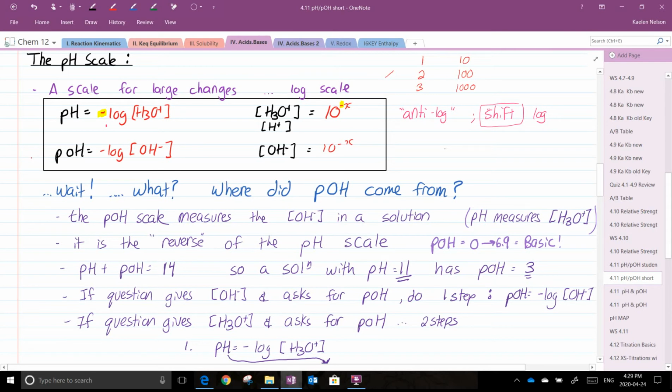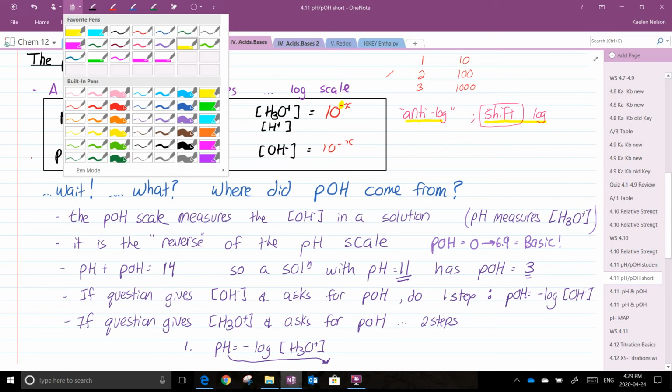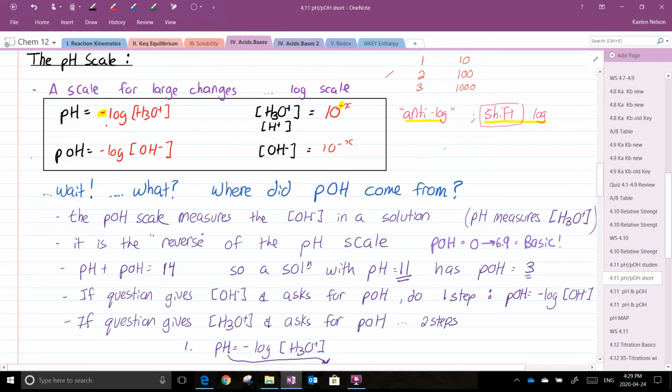And it's important that when you put your negative in, if you are doing anti-log or shift log on your calculator, that your negative go right up here in the exponent with the x. Okay, you do not want to put your negative down here in the front. That's not the right spot for it, so you definitely don't want to accidentally put your negative there. Your negative has to go up in here in the exponent, same with in pOH.